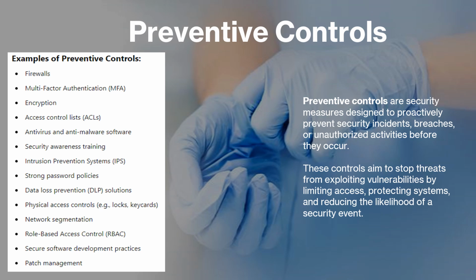Some examples of preventive controls are firewalls, multi-factor authentication, encryption, access control lists or ACLs, antivirus and anti-malware software, security awareness training, intrusion prevention systems or IPSs, strong password policies, data loss prevention solutions, physical access controls like locks and key cards, network segmentation, role-based access control or RBAC, secure software development practices, and patch management.